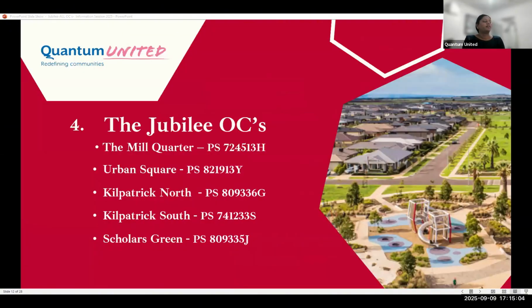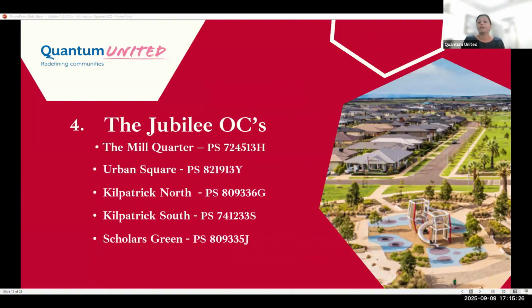Moving on to the 5 Jubilee Owners Corporations that have been established. So the first one is Millquarter, which is the largest OC. The next is Urban Square, Kilpatrick North, Kilpatrick South, and Scholars Green. So these are the 5 main owners corporations that have been established so far within Jubilee Estate.